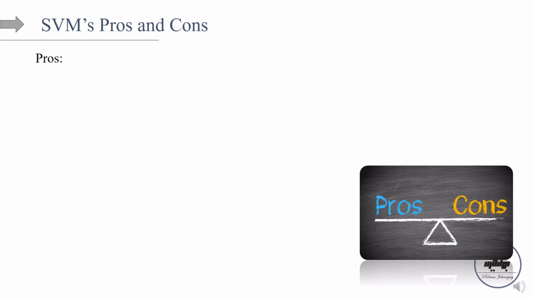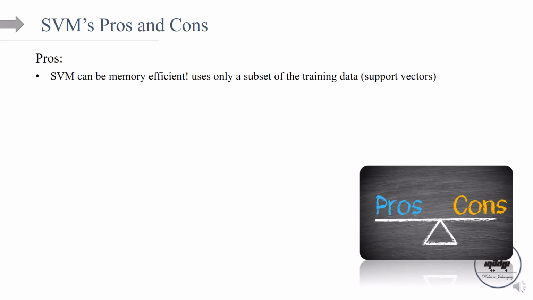Now let's talk about SVM pros and cons, starting with the advantages. Pros. SVM can be memory efficient. This means that it uses only a subset of the training data. It uses only the support vectors, right? But remember, this is after the model has been trained. So for the training process, the entire data set is used.